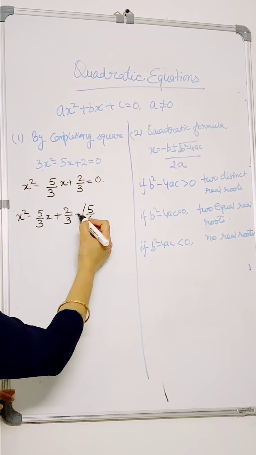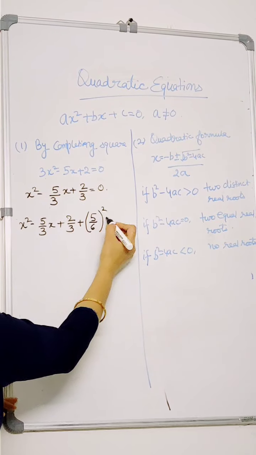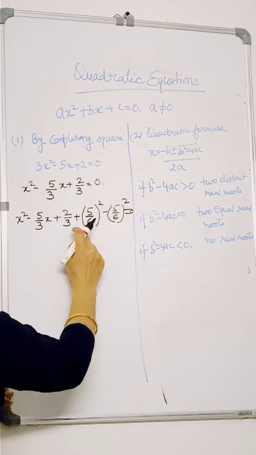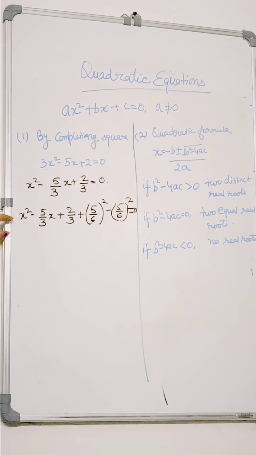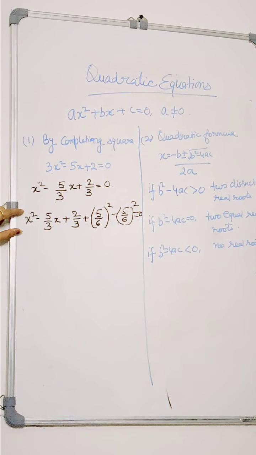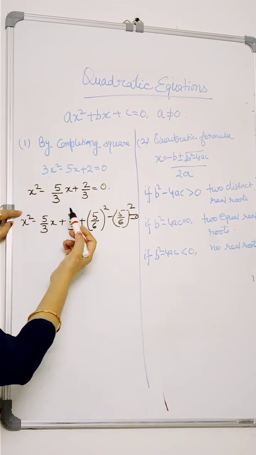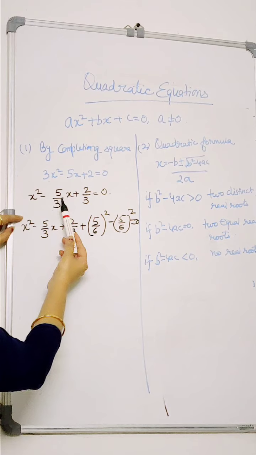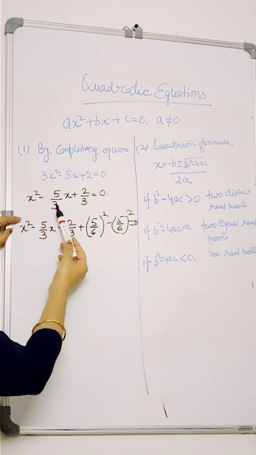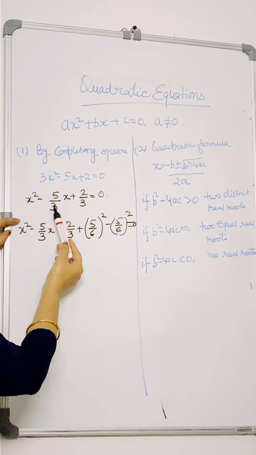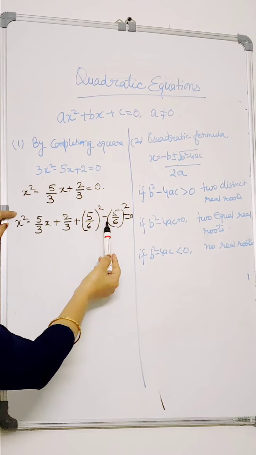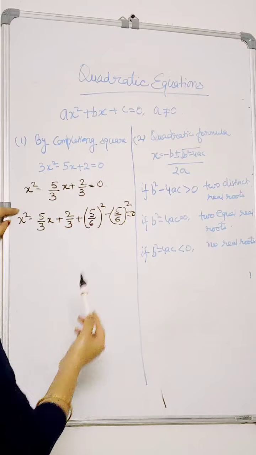We have to add and subtract the square of 5 upon 6. So the equation will remain the same. It will balance. Listen again. In this method, by completing the square, the coefficient of x, whatever it is, we divide it by 2. It means 5 upon 3 is divided by 2, then it becomes 5 upon 6, and we have to add and subtract the square of this number.